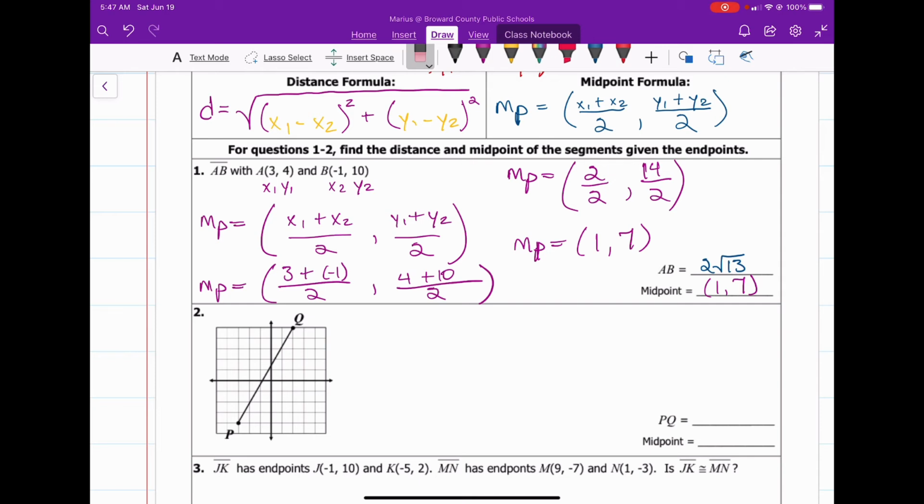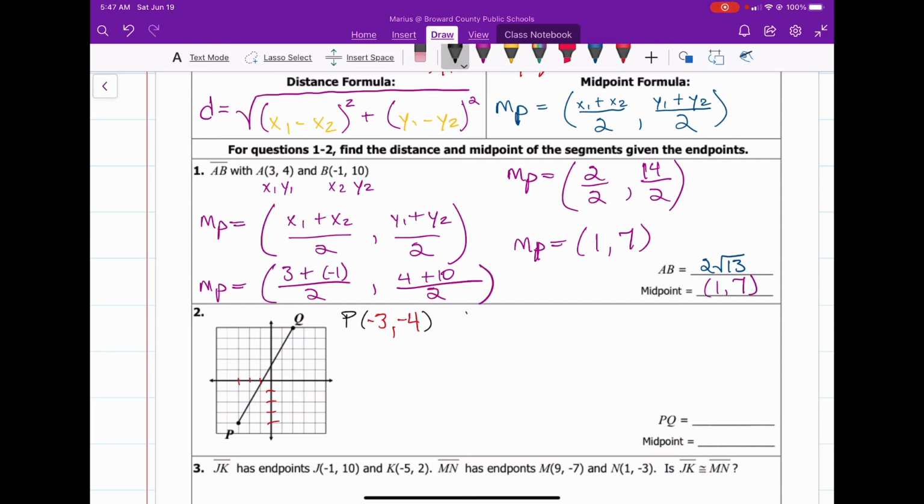Now number 2 is asking us, once again, to find the distance and the midpoint. So first, we need to actually identify the points. P, which is going to be 1, 2, 3. So that's negative 3 on the x. And then 1, 2, 3, 4. Negative 4 on the y. So P is negative 3, negative 4.